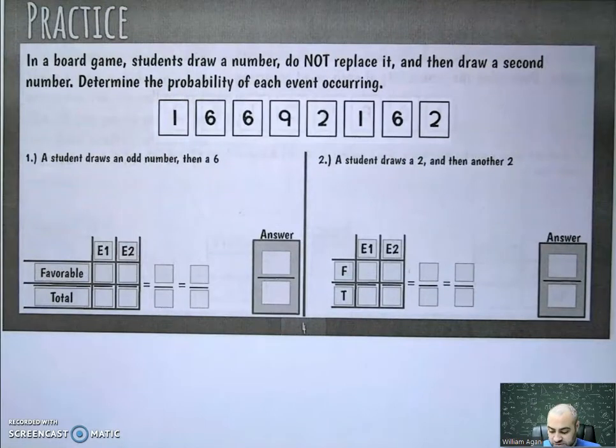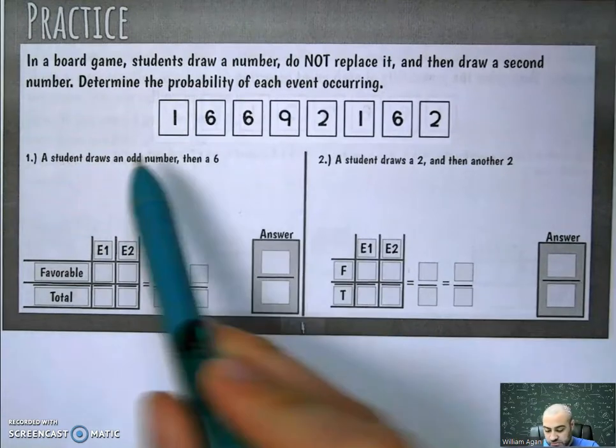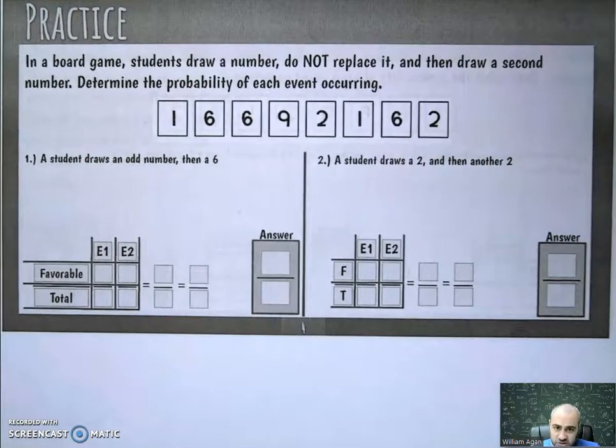Alright, here are some practice problems for dependent probability. It says in a board game, students draw a number, do not replace it, and then draw a second number. Determine the probability for each event occurring. So, here are the numbers. They take one, they don't put it back, and then they take another.